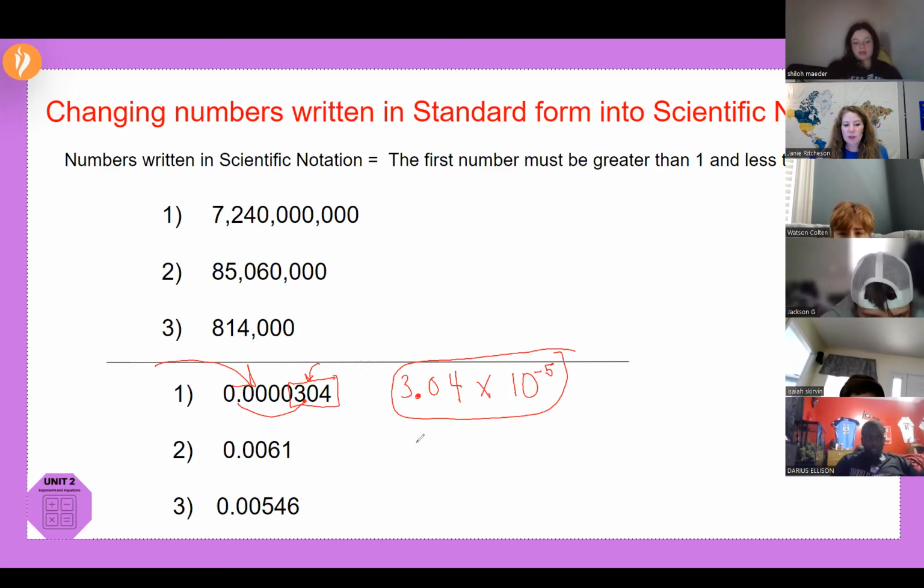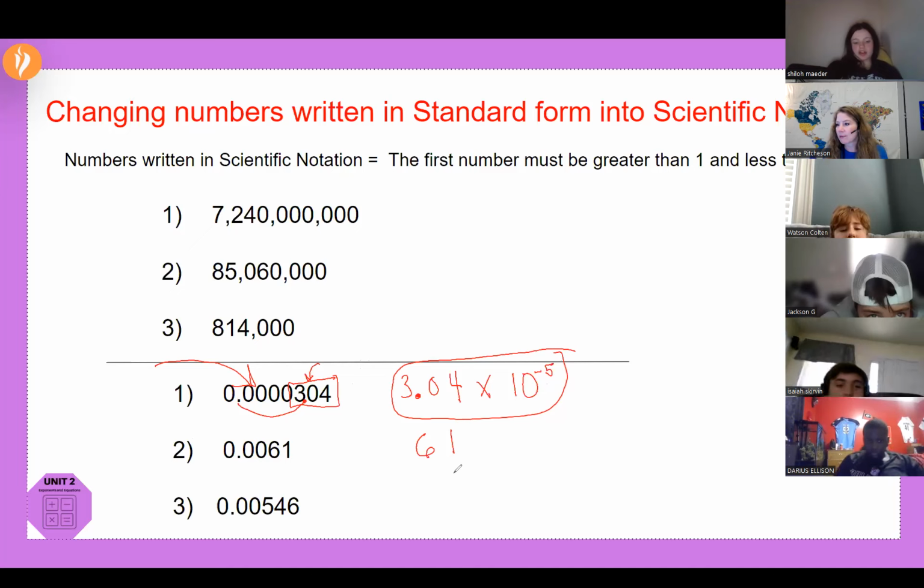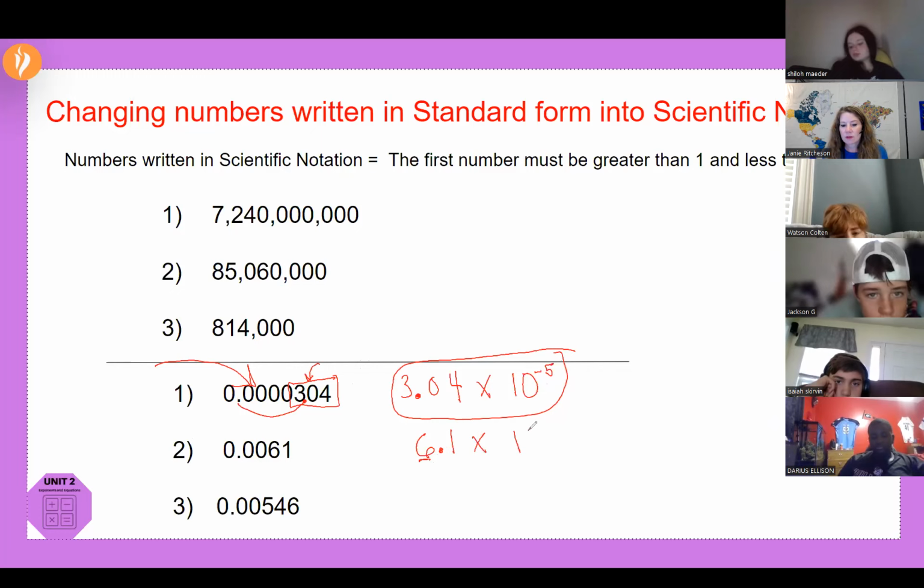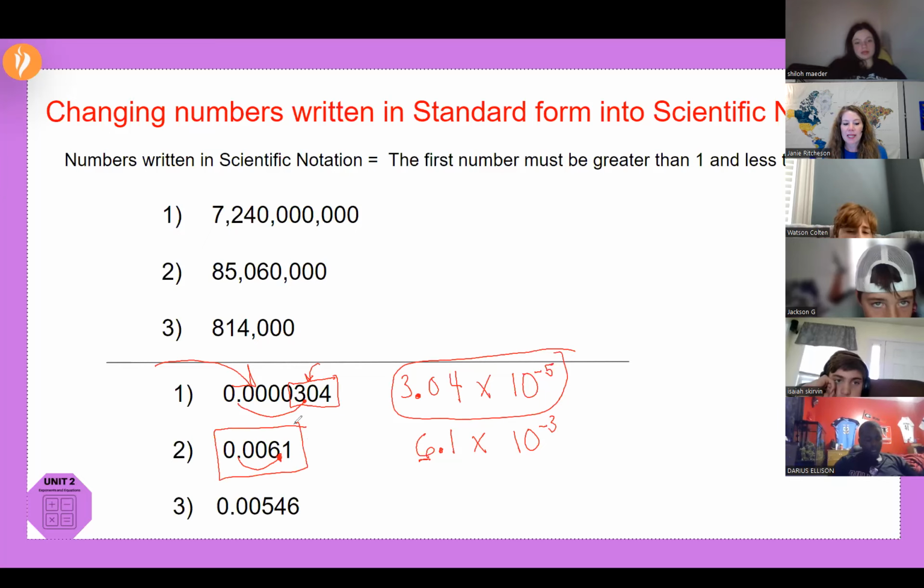All right, what about number 2? What are my non-zero numbers? They're 6 and 1. Where must my decimal go? Behind the 6, because we can only have a single digit in front of the decimal, right? Now, we move our decimal from here to here. So we move 1, 2, 3 spaces. What kind of exponent do we need? Do we want to have less than 1 cent in our bank account? No, negatively not.